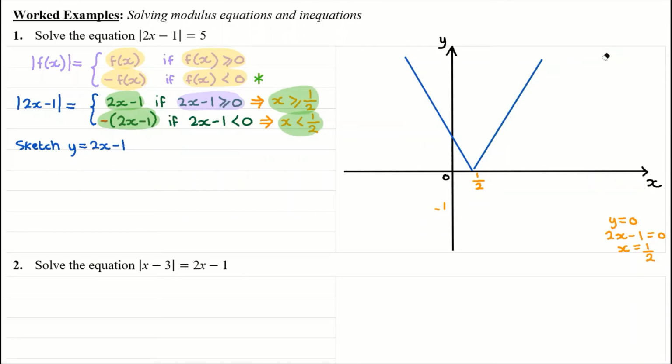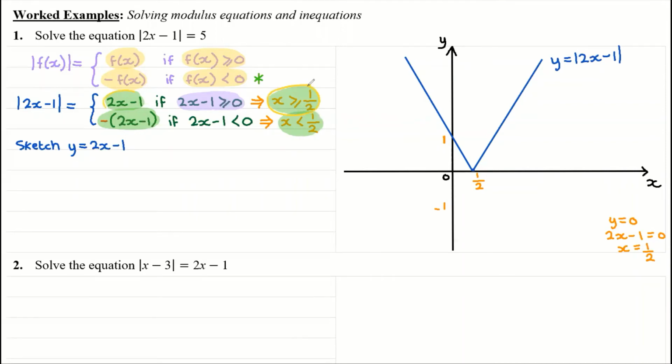And we can just label this as the modulus of 2x subtract 1. And you can see what we said earlier has happened. We have a switch over, and that's the y-intercept at 1. We have a switch over when x equals 1/2. So the positive part of the graph is valid when x is greater than or equal to 1/2.